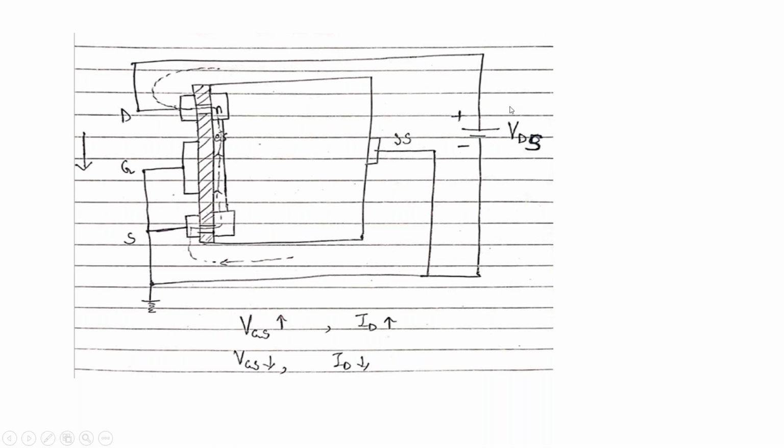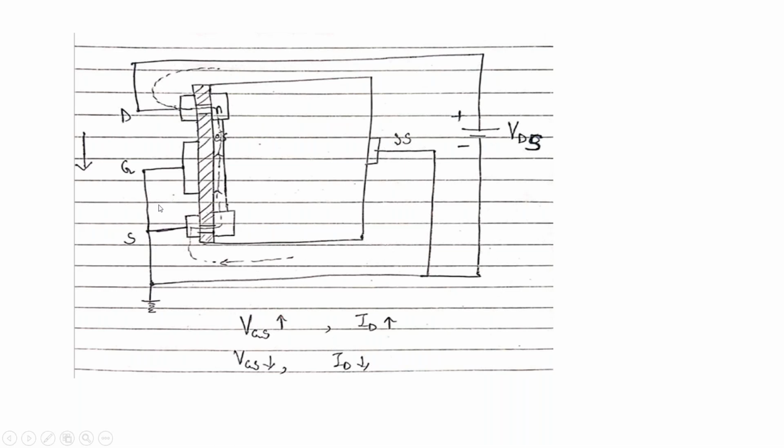When we increase VDS, ID will increase up to a constant value, that is IDSS, and after that it will become constant. So IDSS is the maximum current of ID that can flow when VGS is 0. Now we will see what will be the effect when we change VGS. When VGS is 0, the maximum ID flow is IDSS.